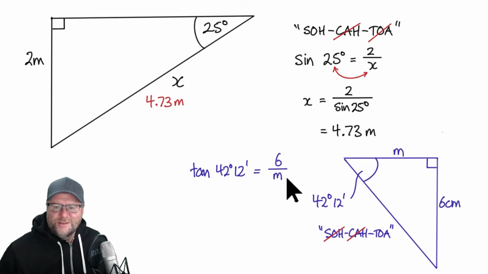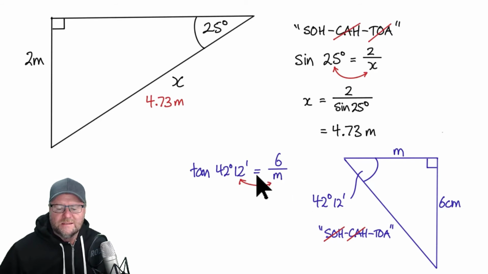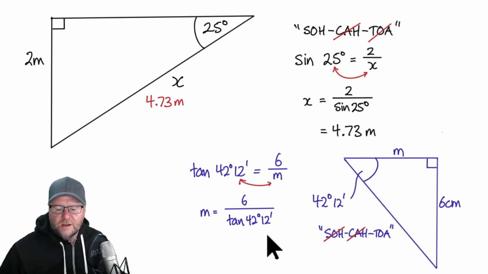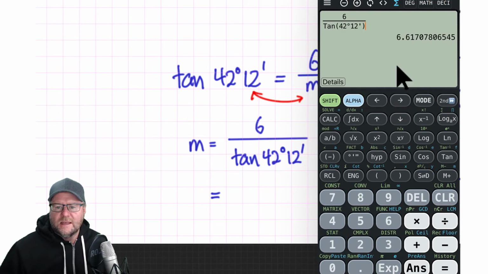The unknown is on the bottom, so my little shortcut is I swap the trig ratio and the unknown. I just swap places. So my m will come over here. My tan 42 degrees 12 minutes will go to the bottom of the fraction. Now here's a little shot of my calculator. All you do is put this in as you see it. I actually did it just in the fraction form.